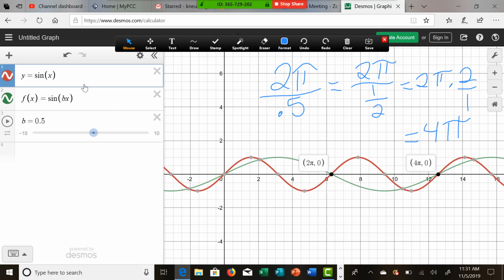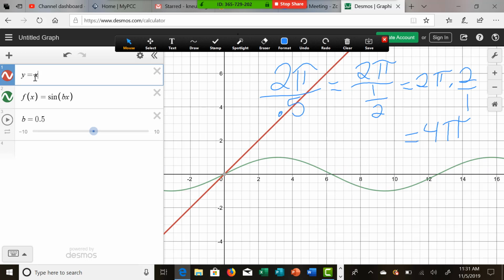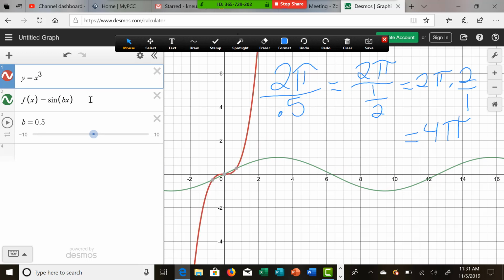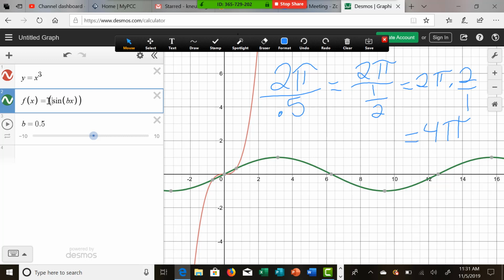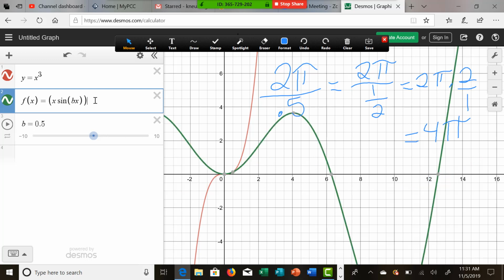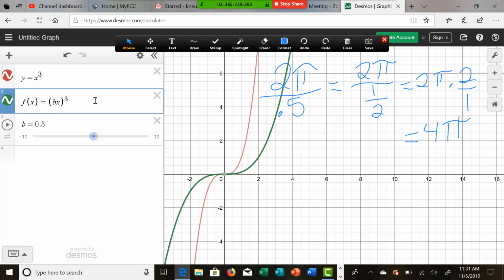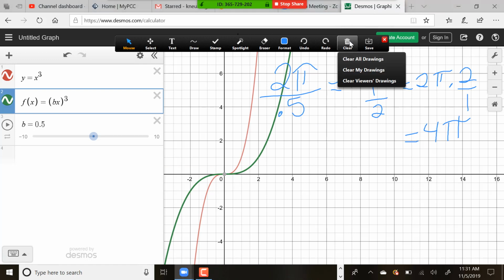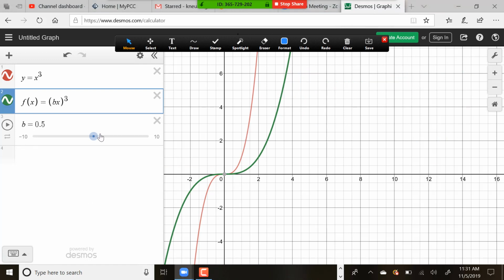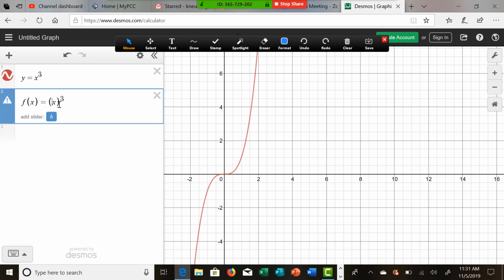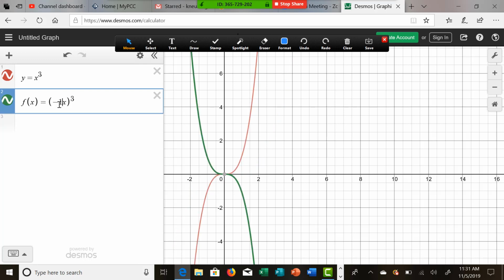Now let's do a different graph real quick to see what happens if your b is negative. So I'm going to change this to x cubed because we can see this a little bit easier there. So this is going to be bx, that whole thing in parentheses, cubed. And I'm going to go ahead and clear out these. I want you to see what happens when the b is negative. In fact, we don't really need a slider for it. I'm just going to change this b so that it's -1.